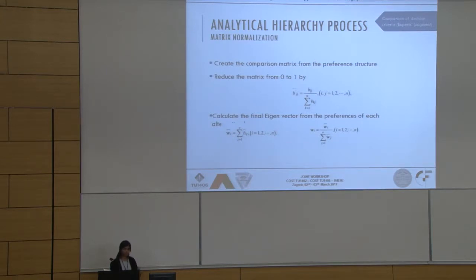So all of this preference structure gives us a comparison matrix, and once we have this comparison matrix, we try to reduce it from 0 to 1, and finally we calculate the eigenvector, or the simple geometric mean, which gives us the representative value of all of these bridges.